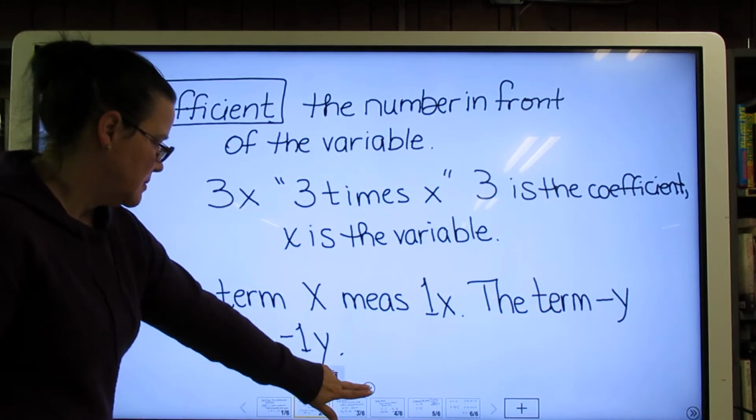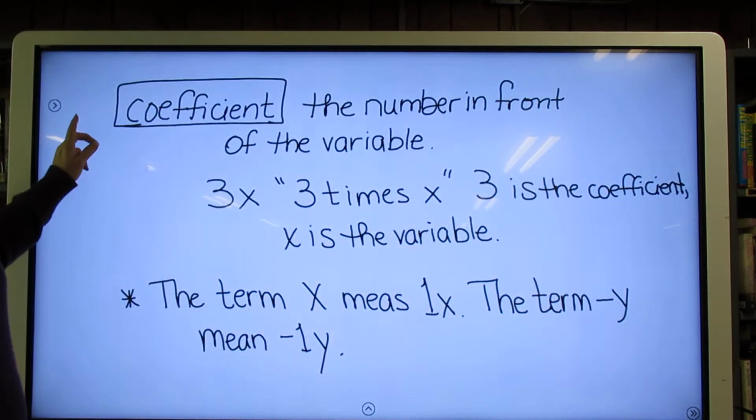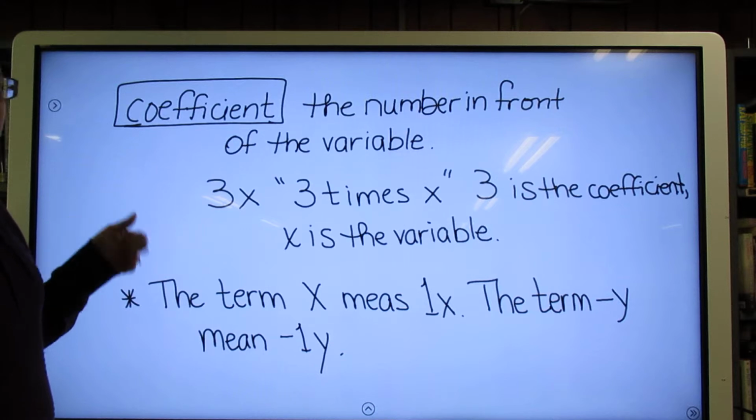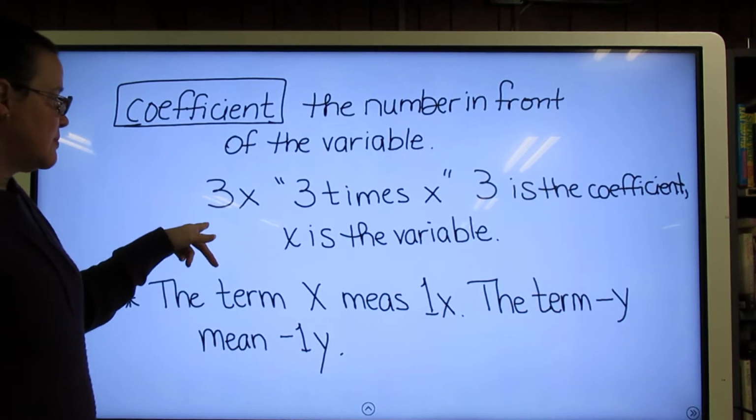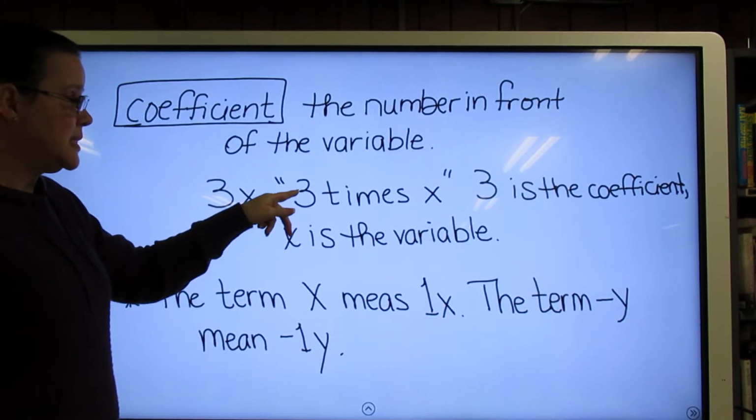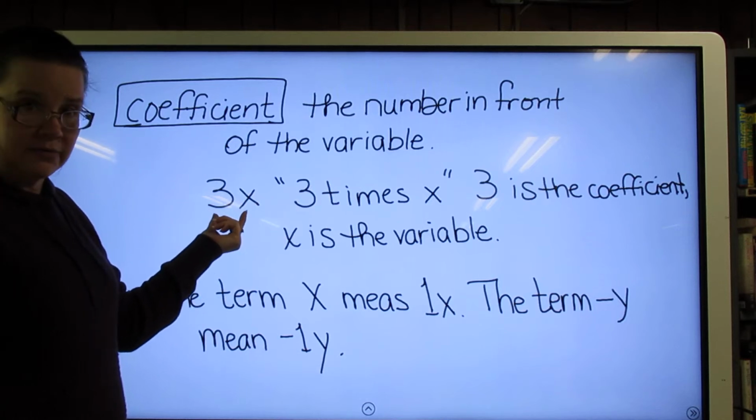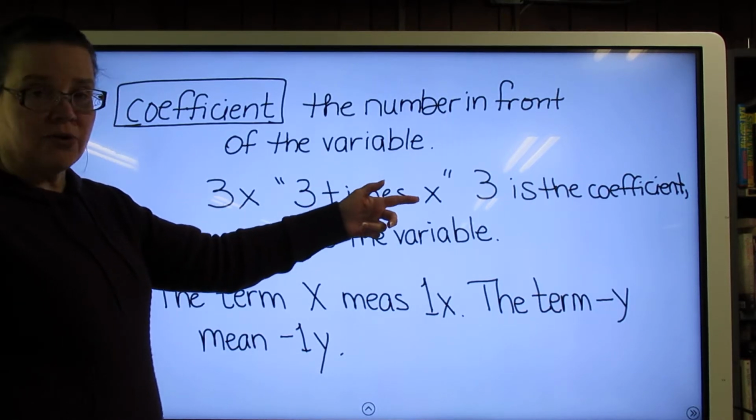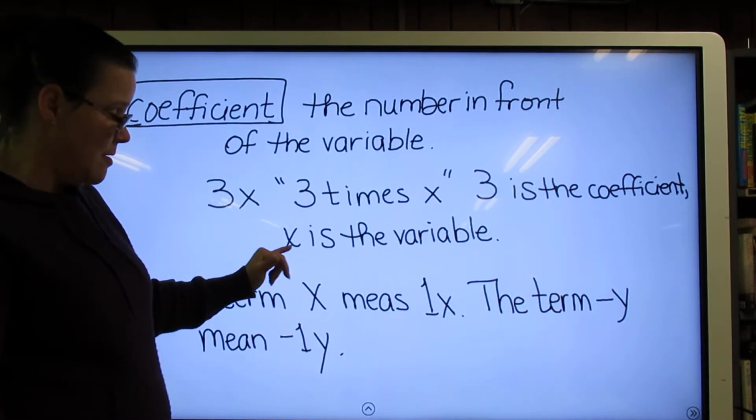Next up, coefficient. Coefficient is the number that's in front of the variable. So 3x means 3 times x. It's always a product. And 3 is the coefficient and x is the variable.